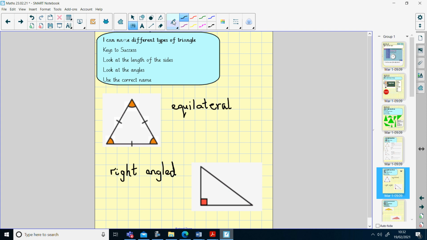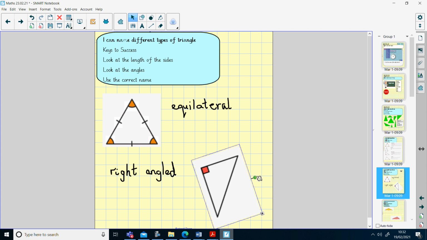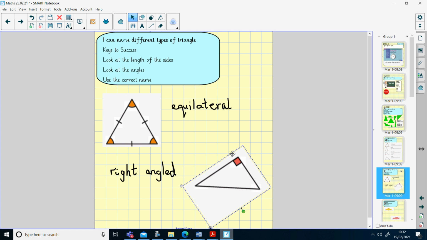I'm just going to click on this triangle now, and I'm going to spin it around. And it's still a right angled triangle. It's still got that L shape. So look really carefully today when we're identifying the type of triangle. It's really important that you look at it in different ways.